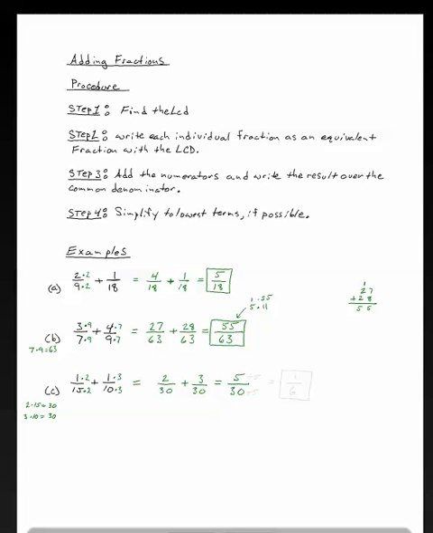Now I have to check to see if this can reduce. So 5 and 30 are both divisible by 5. So I divide a 5 out of the numerator, and I'll divide a 5 out of the denominator, which gives me 1 over 6. And 1 over 6 is not further reducible. So we're done.